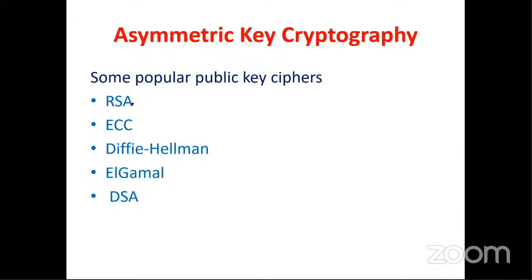RSA we have seen the day before yesterday. ECC, Diffie-Hellman, ElGamal, DSA. These kinds of public key ciphers are widely used over the internet, over your banking systems, over your e-commerce. So these systems are in place. Yesterday, the day before yesterday, we have seen this. It is being used on online SBI and other things.